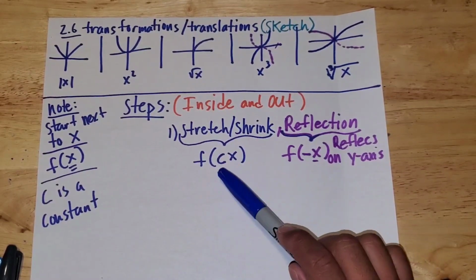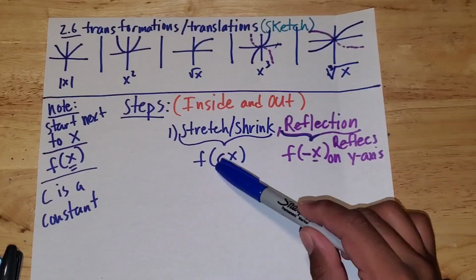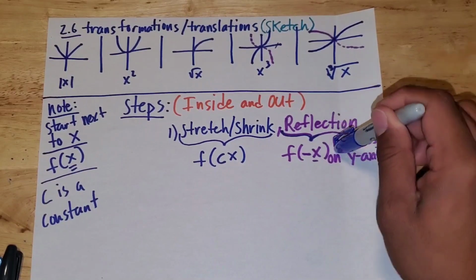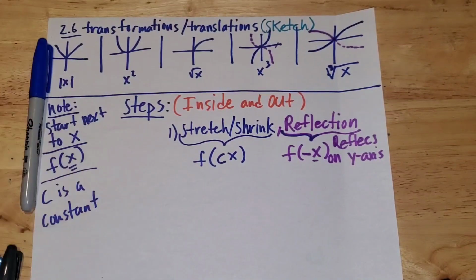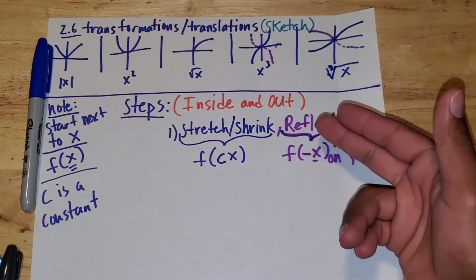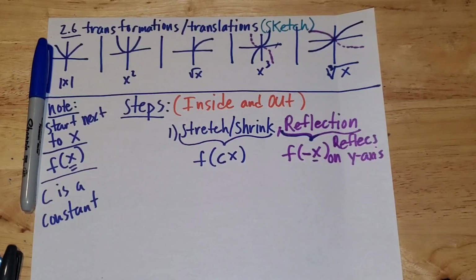sometimes these are combined together. You might have a negative constant in front of that x, so you not only have to take care of the negative reflection, but you're also going to have to take care of that stretch or shrink. Something else that's important to note: everything that's inside behaves opposite of what you think it should do. In this case, you might think, if it's a reflection, oh, I should do a reflection on the x, but it doesn't. It actually reflects on the y. But the idea is mainly with this stretch or shrinking that's happening.